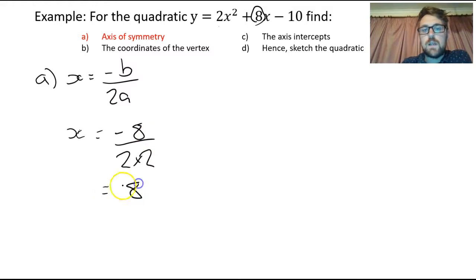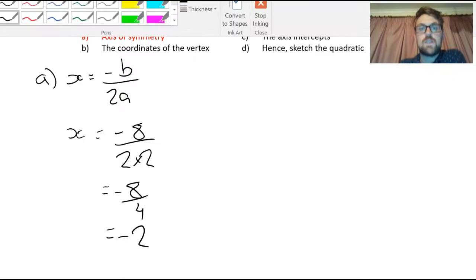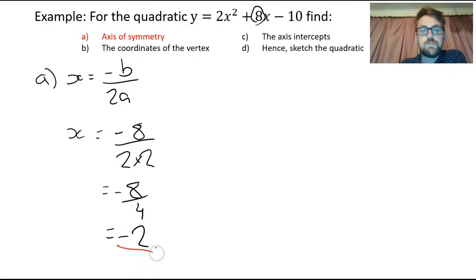Times 2 is 4, so we get minus 8 over 4. If you put that in your calculator or you just simplify, you get minus 2. So our axis of symmetry is minus 2. All right, so that's part A done. And the next part we want to find out is the coordinates of the vertex. So actually this minus 2 is our x-coordinate.